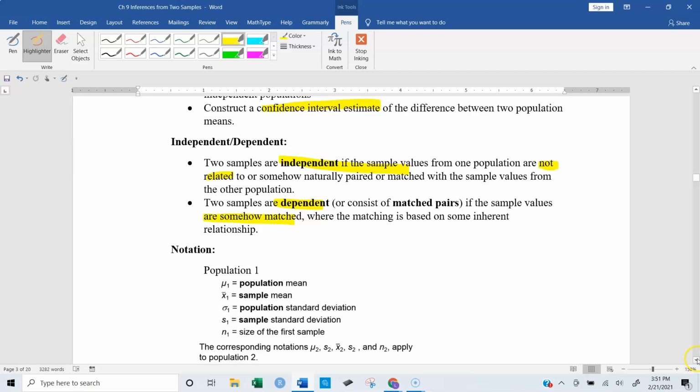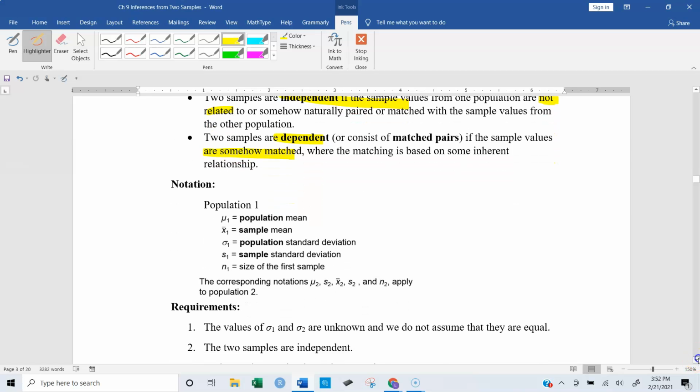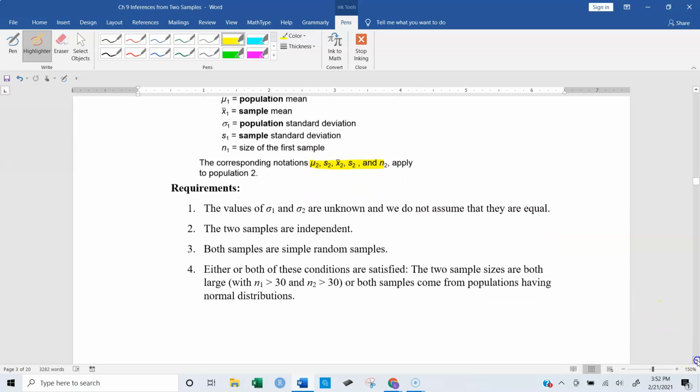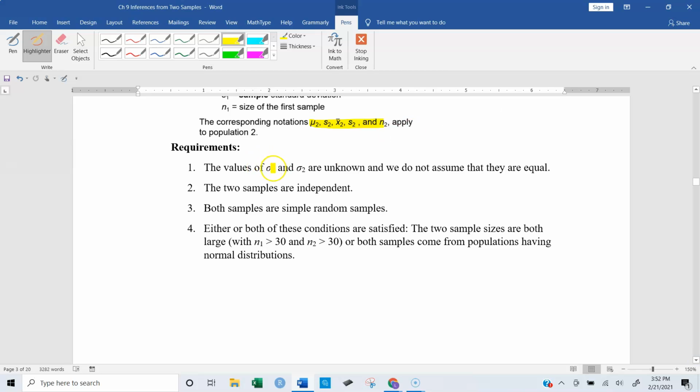Now, again, your notation is the same as it was last time. All the ones refer to the first population, and then all the twos will refer to the second population. The requirements for our mean is that the standard deviations of the first and the second are unknown, and we do not assume that they are equal. They have to be independent, simple random samples, nothing new here.